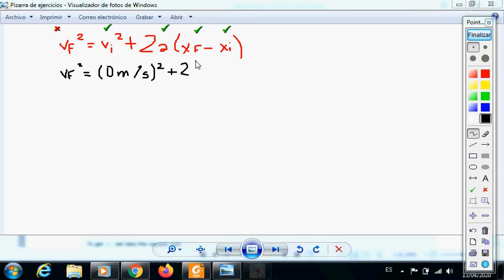The acceleration is 26 meters per square second. And the final position, we got it from the previous example, 402 meters minus the initial position, 0 meters.